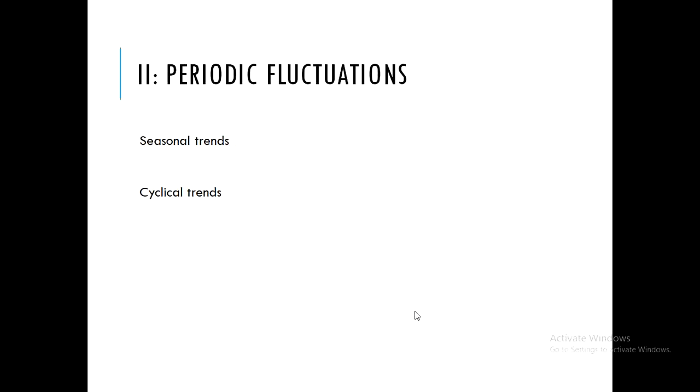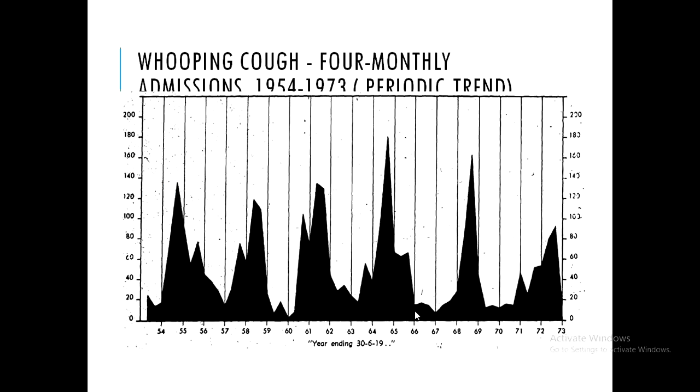So moving now towards the second trend of the time distribution, which is periodic fluctuations. As I have already mentioned, diseases show their pattern repeatedly in different periods. It is further subdivided into seasonal trends and cyclical trends. In seasonal trends, we can see that certain diseases increase in certain seasons. For example, you can see that there is always an increase in the number of cases of whooping cough after a certain period of time.